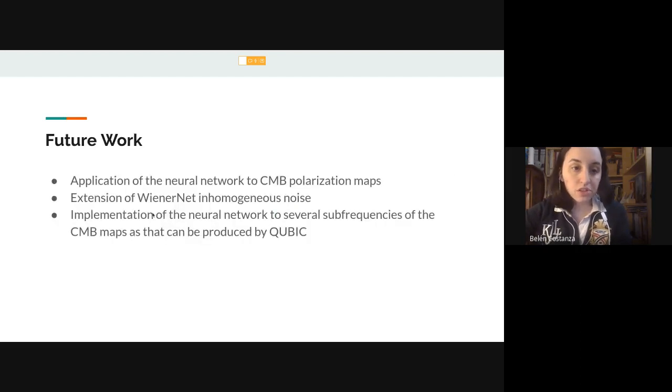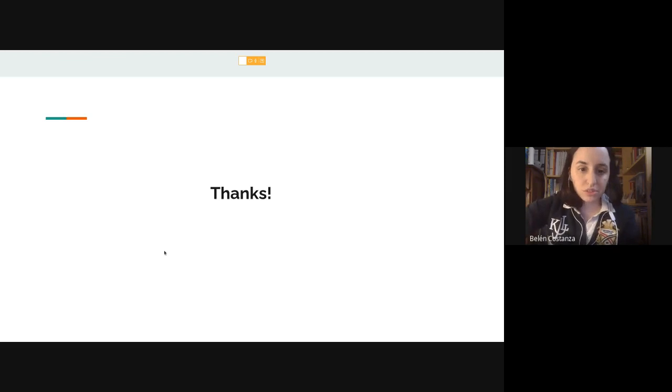As future work, we want to apply the neural network to CMB polarization maps, and we want to make an extension of WienerNet to inhomogeneous noise, and we want to implement the neural network for several subfrequencies of the CMB maps, as can be produced by the CUBIC experiments. So, thank you.